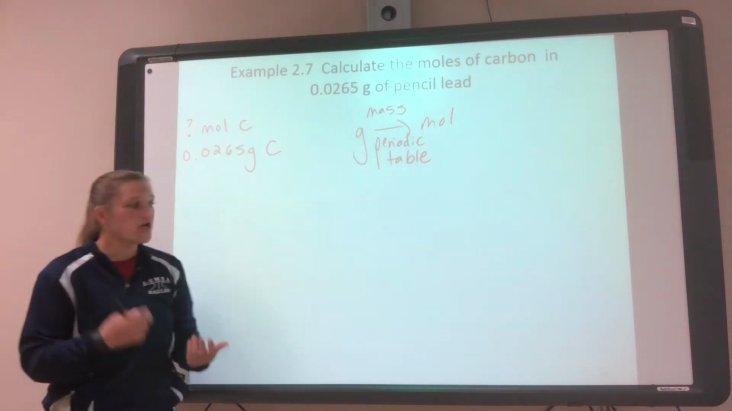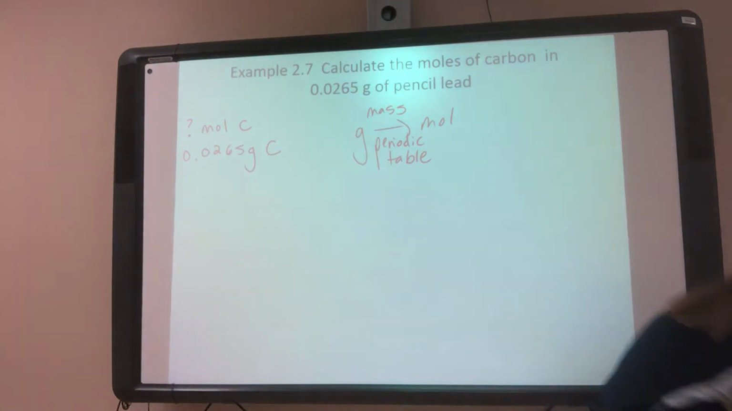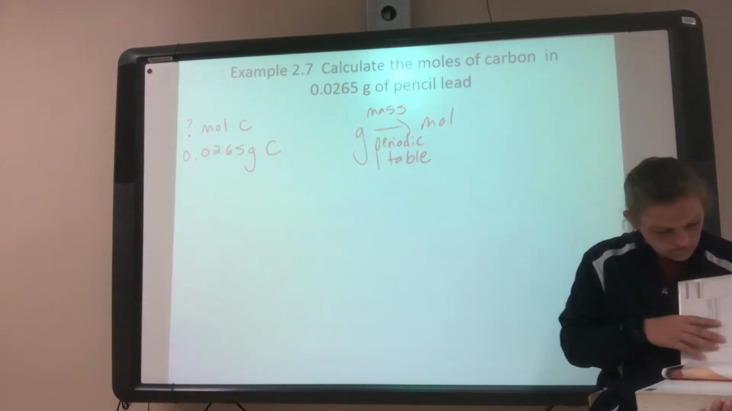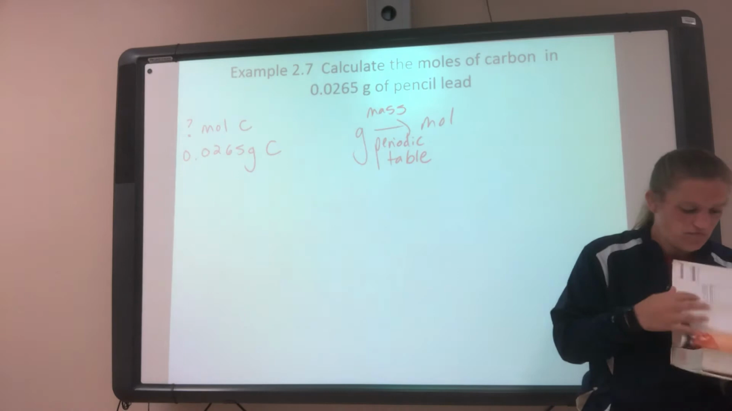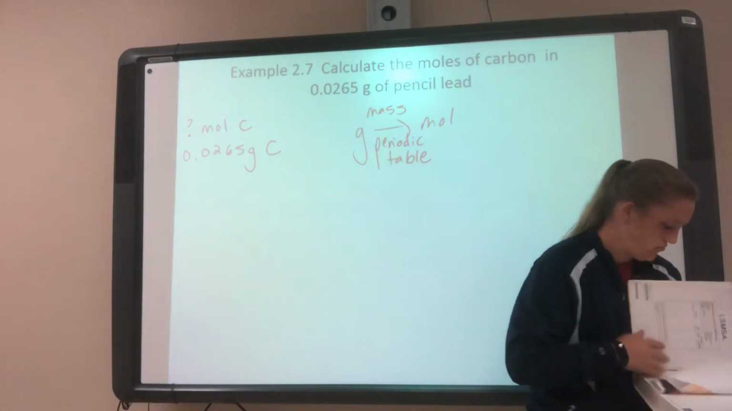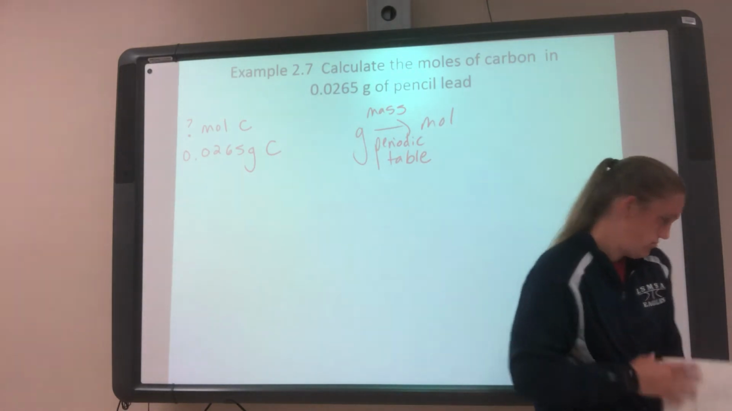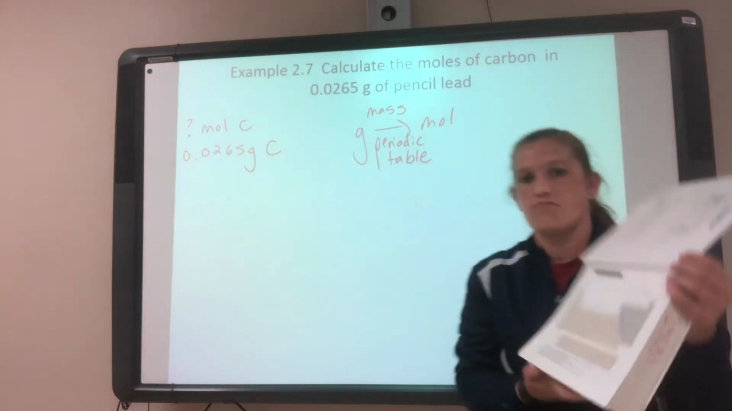So look at your periodic table. Here, I'll show you. Let me find the periodic table in this book. Here it is. All right.